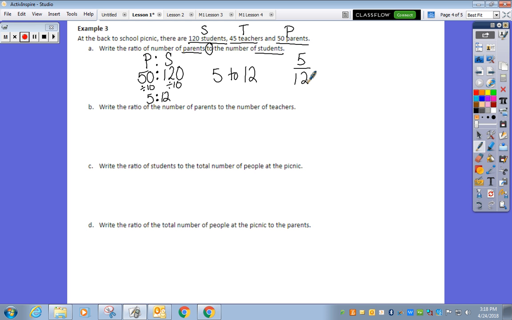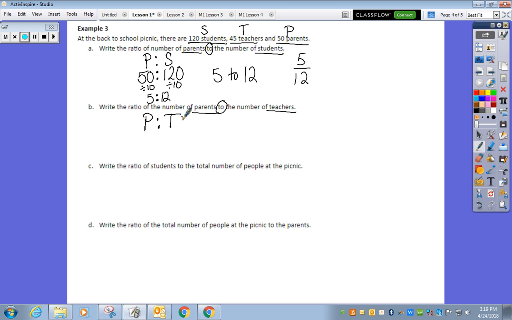We tend not to do tape diagrams when the numbers get really large, and 12 is kind of a big number to be drawing that for. So unless it specifically states you need to draw it with a tape diagram, one of these 3 methods is absolutely fine. Okay, so the next one is asking us to write the ratio of the number of parents to the number of teachers. So now we're going parents to teachers.